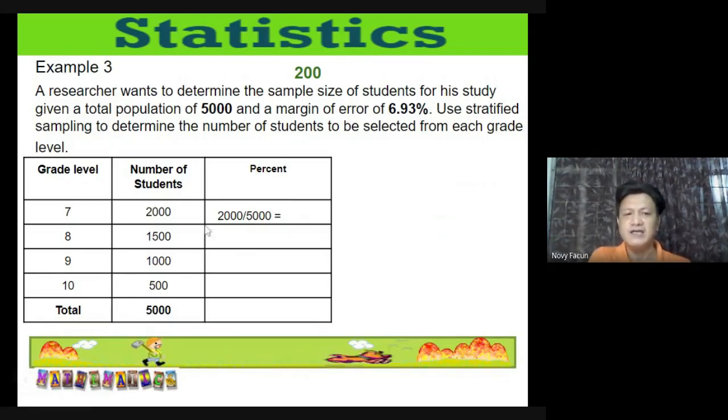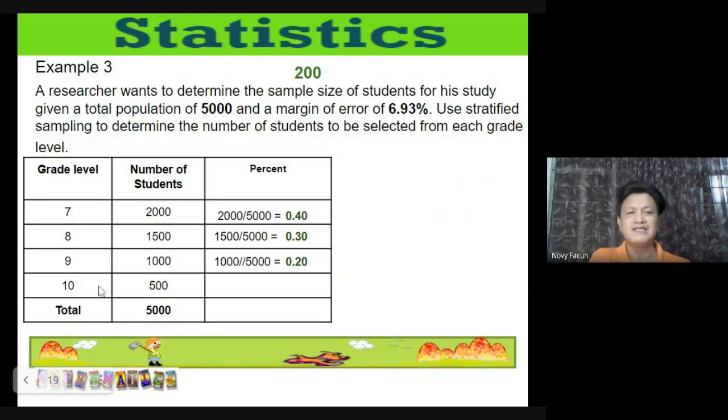Okay, kaya that is 2,000 divided by 5,000 and that is 0.40. Dito naman, 1,500 divided by 5,000 and that is 0.30. Dito naman sa grade 9, 1,000 divided by 5,000, that is 0.20. Dito naman sa grade 10, we have the 500 divided by 5,000, that is 0.10. And kapag in-add ko yan, 100%.